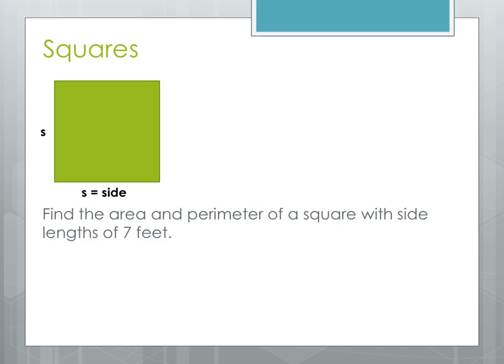The first shape that we're going to look at is the square. The square we are going to label the side length S, and with squares all sides are equal. So we could even call this side length S and this side length S as well. The perimeter of the square, remember perimeter is just the sum of all the sides, is going to be S plus S plus S plus S.